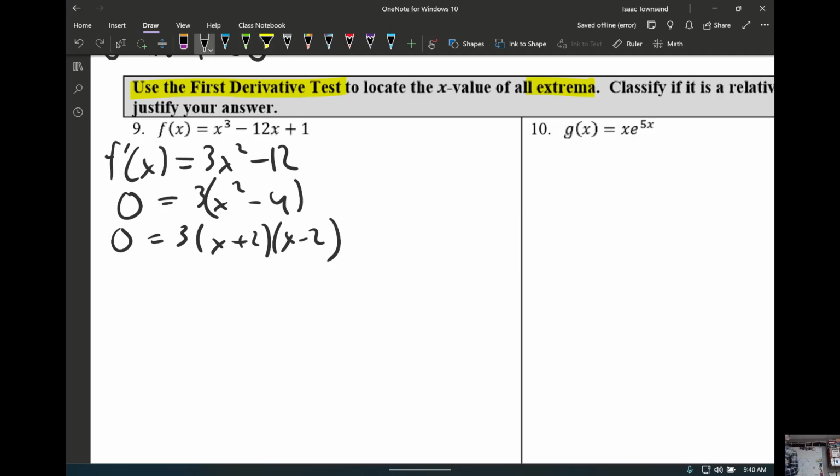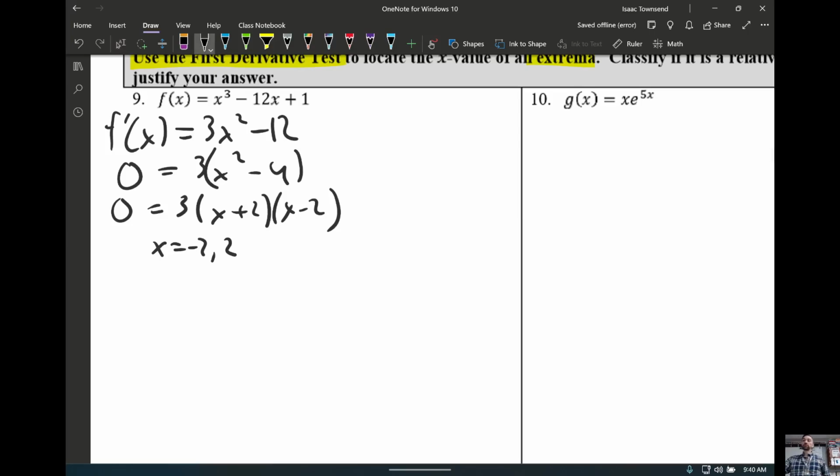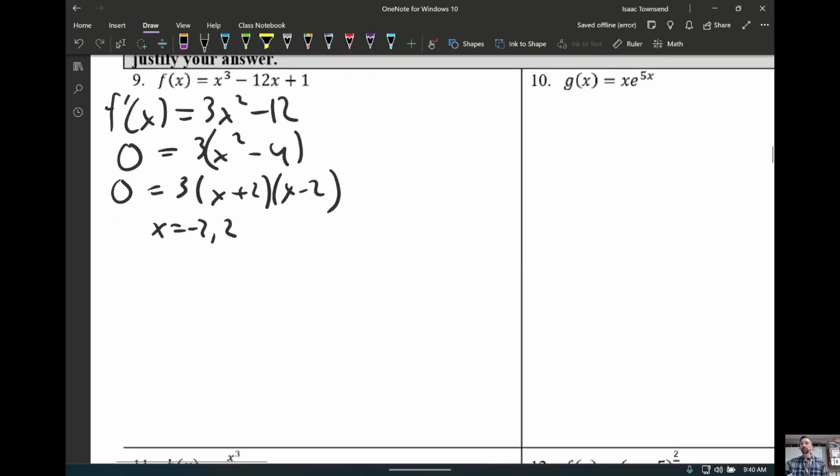Or where it's 0. This one's not undefined, but it looks like it is 0 at -2 and +2. Now, as we've seen from our examples today, these two are both likely to be extrema, but they're not guaranteed to be extrema. The only way to know if they're extrema and what type of extrema they are, and to know what the justification should be, that's where the number line thing comes in, the sign chart.